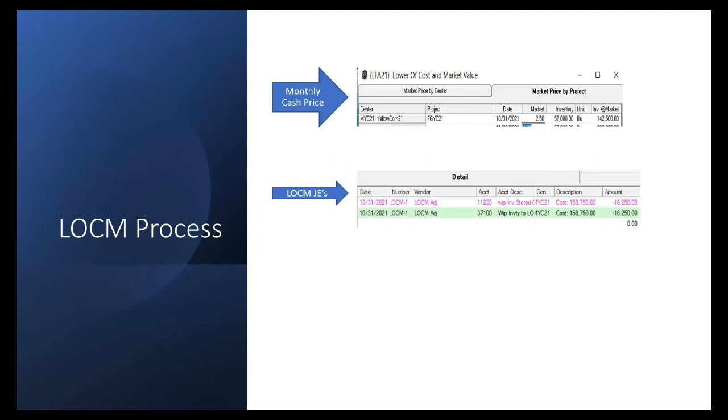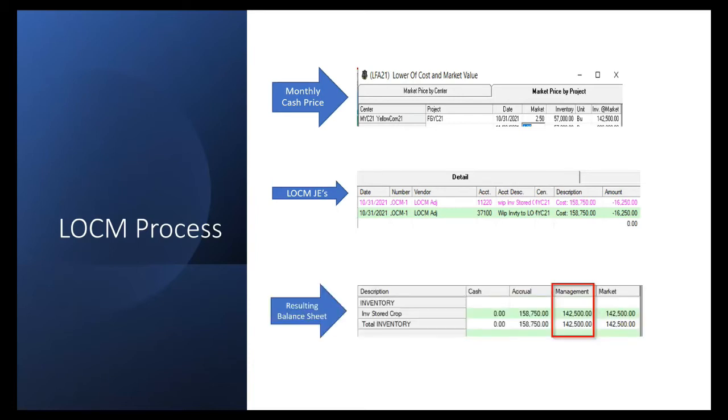So that creates a journal entry we're calling the lower cost of market. We're going to go from 158,000, and drop it 16,000. So we end up with the 142,000 on the balance sheet. This lower cost of market entry is put in at the management level. So when we run the balance sheet with the different levels, you can see the accrual is at cost, and then we drop it to 250 at the management level, or lower cost level, to the real market.